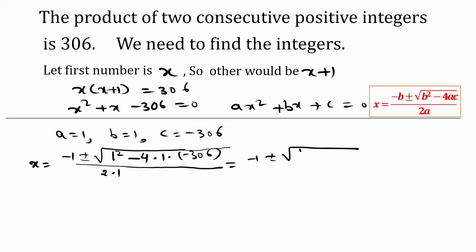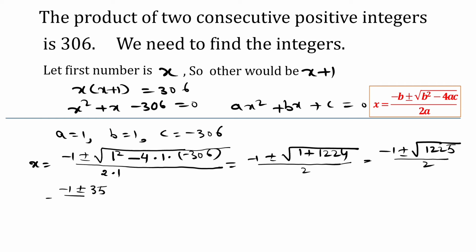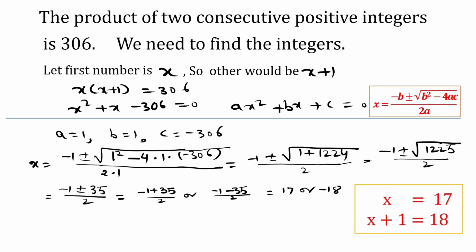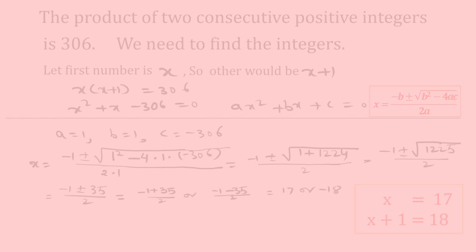Simplifying this gives minus 1 plus or minus under root 1 plus 1224 divided by 2. Now the square root of 1225 is 35. So we get minus 1 plus or minus 35 over 2. First taking the positive sign, minus 1 plus 35 by 2, and secondly taking the negative sign, minus 1 minus 35 over 2. This gives 17 or minus 18. Since we have to find positive integers, we discard the negative value. So the two consecutive positive integers are 17 and 18.